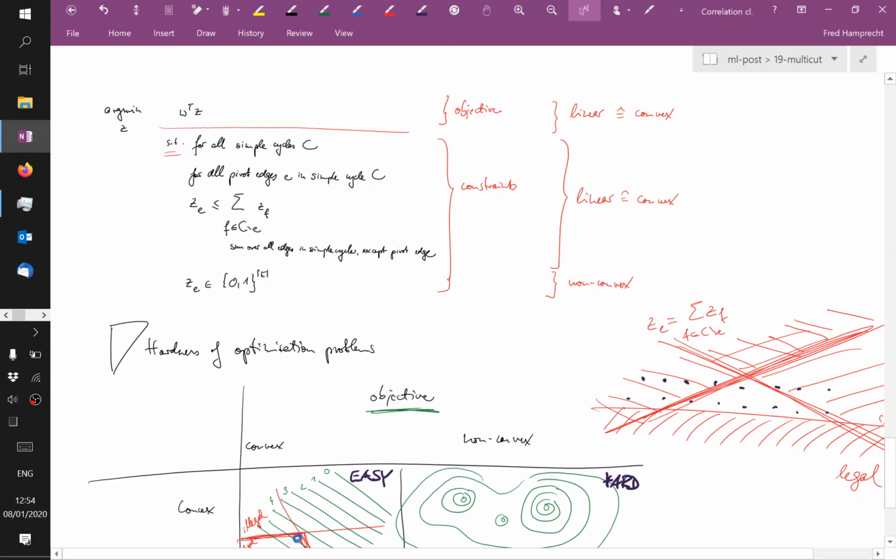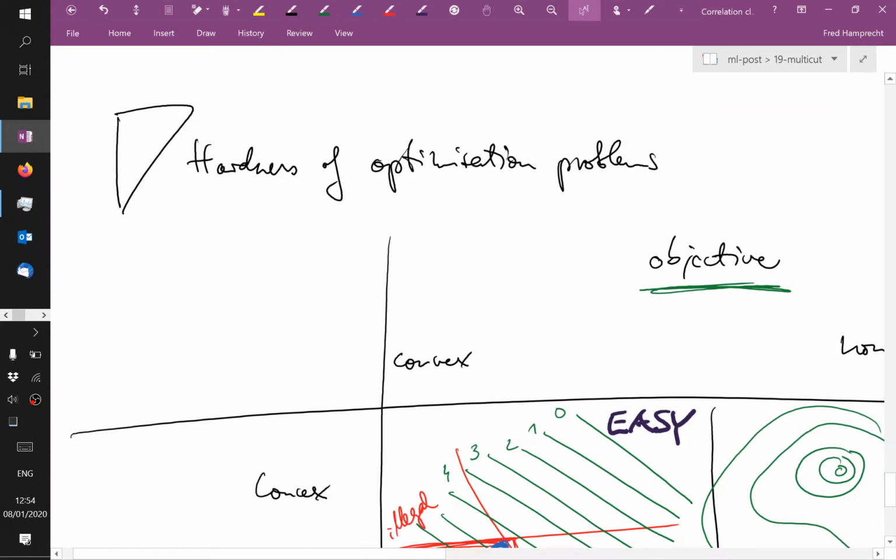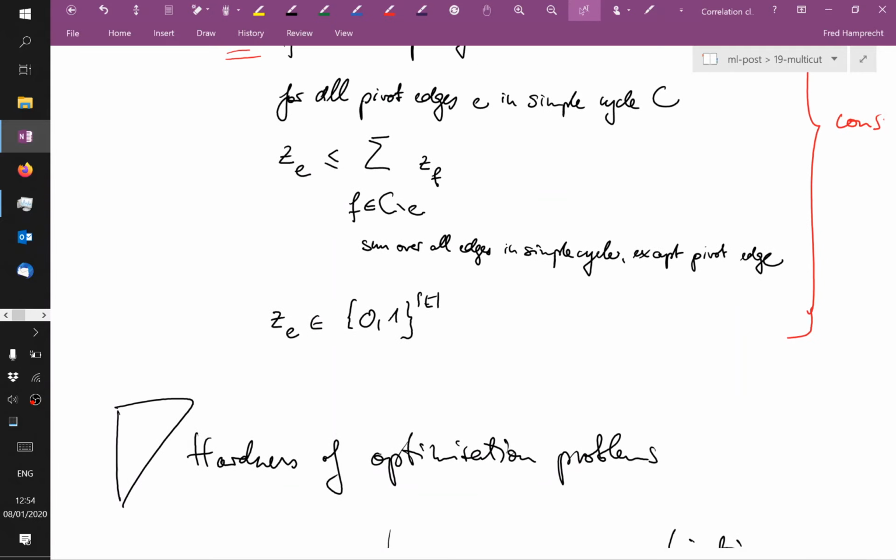Yes? The last line, so the last construction, actually the Z is this set of 0, 1. Yes, thank you. So Z_e should be 0, 1. I'm just going to write it like this for all edges in the edge set.